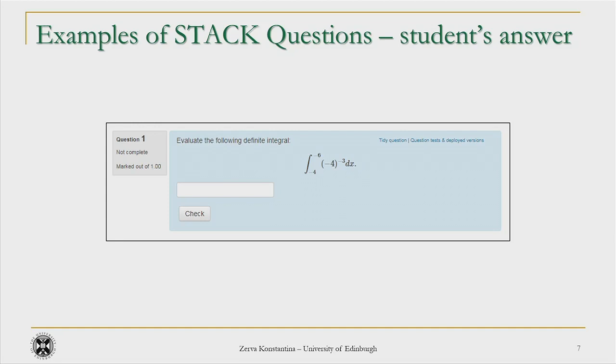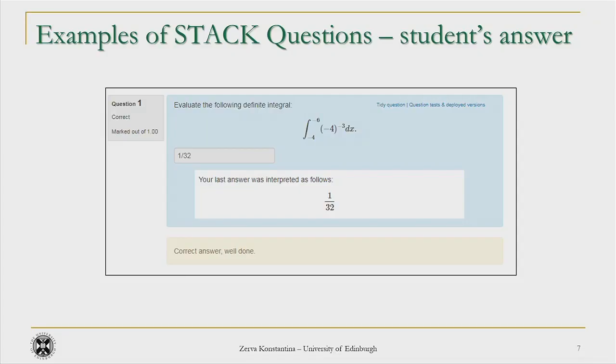So for this integral, has anybody figured out the correct answer? Yeah, you can shout it aloud. No, maybe not. Okay. So, correct answer, 1/32. The student puts in the correct answer, takes feedback: correct answer, well done. So that's good. So what happens if the student doesn't put in the correct answer?